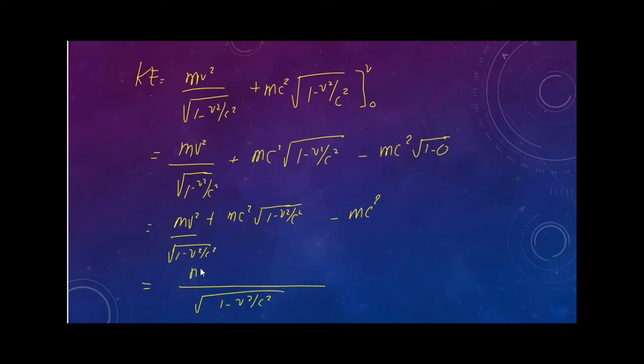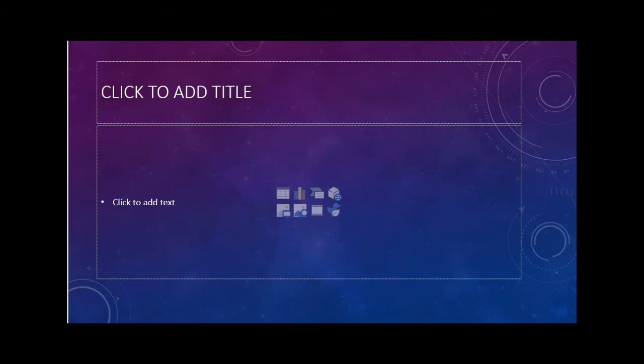So let's continue. We now have mv squared divided by square root of 1 minus v squared over c squared, plus, we substitute now v and 0, so we have mc squared square root of 1 minus v squared over c squared, minus, for the initial value which is 0, mc squared square root of 1 minus 0, let's substitute 0 there, over c. So that will become 0.